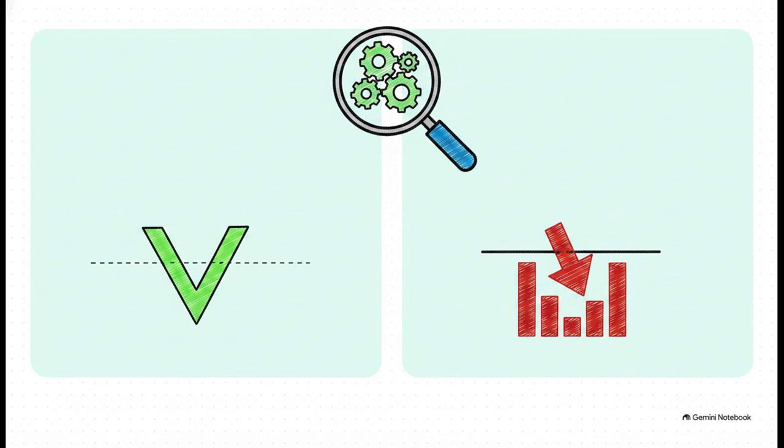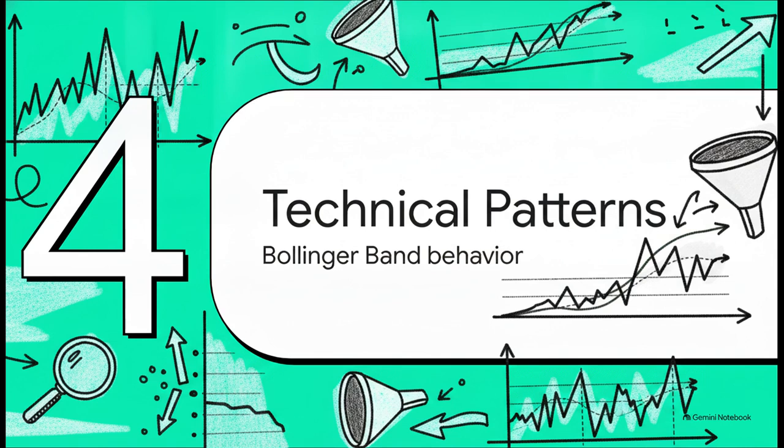So the algorithms are essentially doing one of two things. They're either shorting the weakness on incredibly high volume, or they're trying to catch a falling knife that's just stretched way too far. Let's bring it all home with Section 4, Deep Dive into Technical Patterns. We're going to zoom right into Bollinger Band behavior.